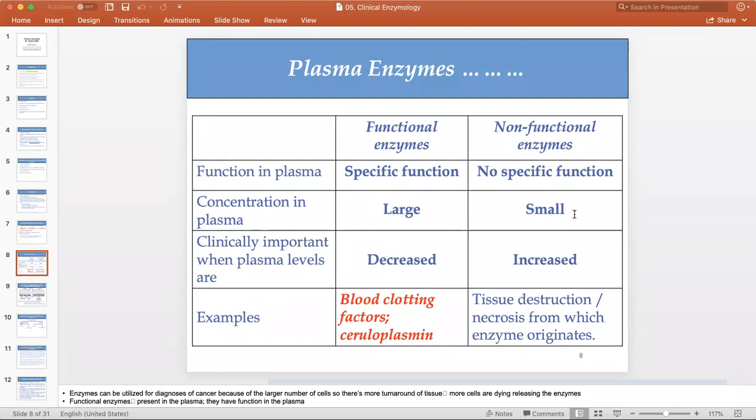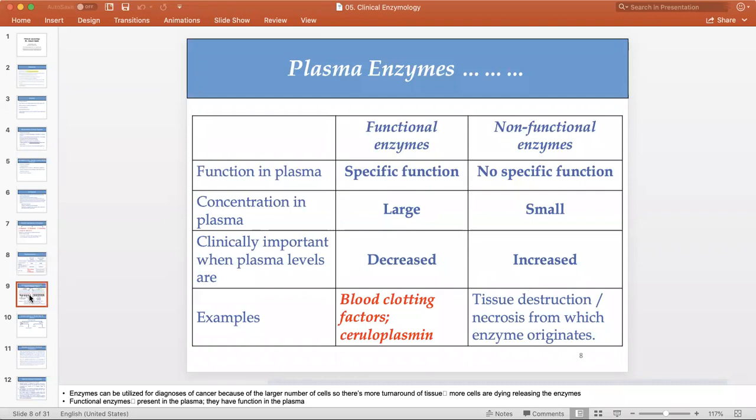Let's take the non-functional enzymes now. They have no specific function inside the blood. Their main function is in the tissues, in the heart, in the muscles, and so on. So their concentration in the plasma is small. Whenever you see a hike, an increase in the concentration levels, we know that something is wrong in these tissues. Clinical importance: when the plasma levels are increased, whenever the levels go up, we know something is wrong. Where do we get these enzymes from? Tissue destruction, necrosis, apoptosis, and so on.